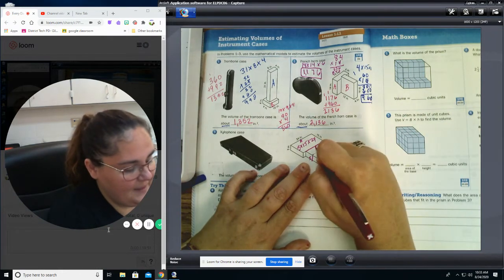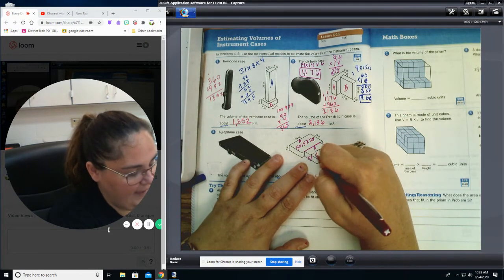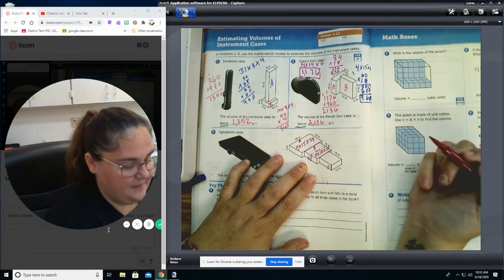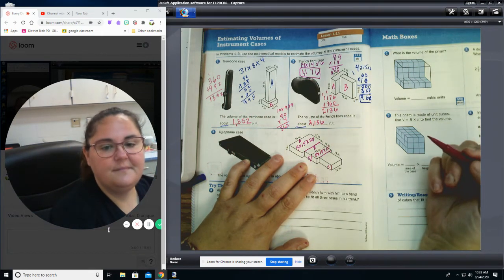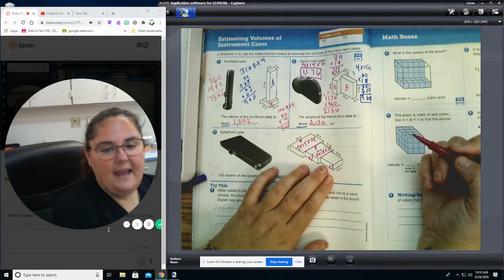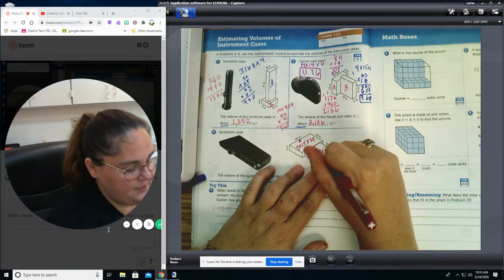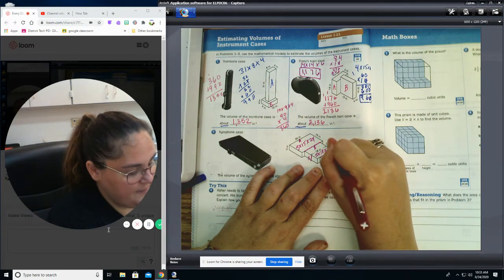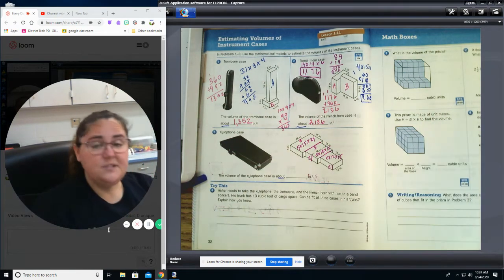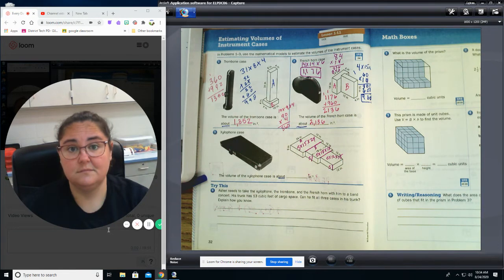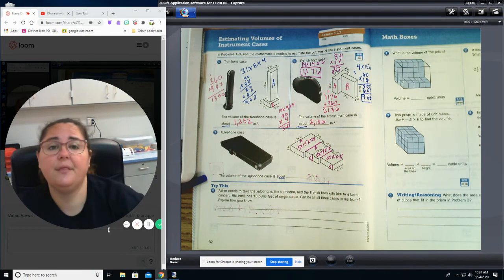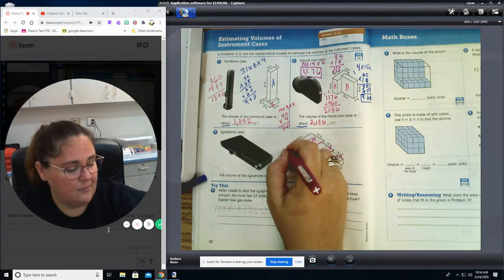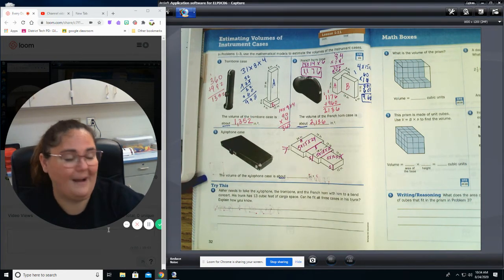For box B, we're going to do 5 times 18 times 15. And for box C, we're going to do 5 times 12 times 15. So now is the hard part. Now you have to do the math. I've given you the multiplication problems. They are right here for you. Make sure you do each box.